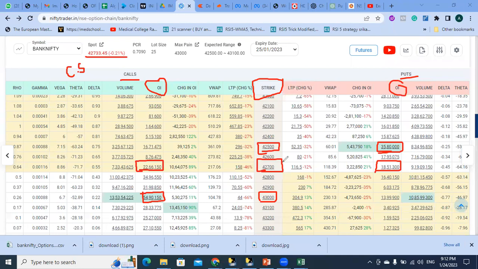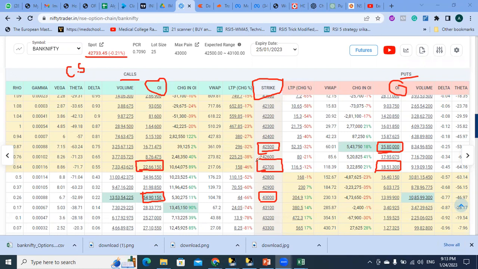Here also, 42,700 has 22 lakh, 42,800 has 34 lakhs, but 43,000 has 54 lakhs. Here also, 42,700 has 18 lakhs, 42,600 has 17 lakhs, but 42,500 has 35 lakhs. So round figure strike prices generally tend to act as the greatest support or greatest resistance. Okay, are we clear till here?